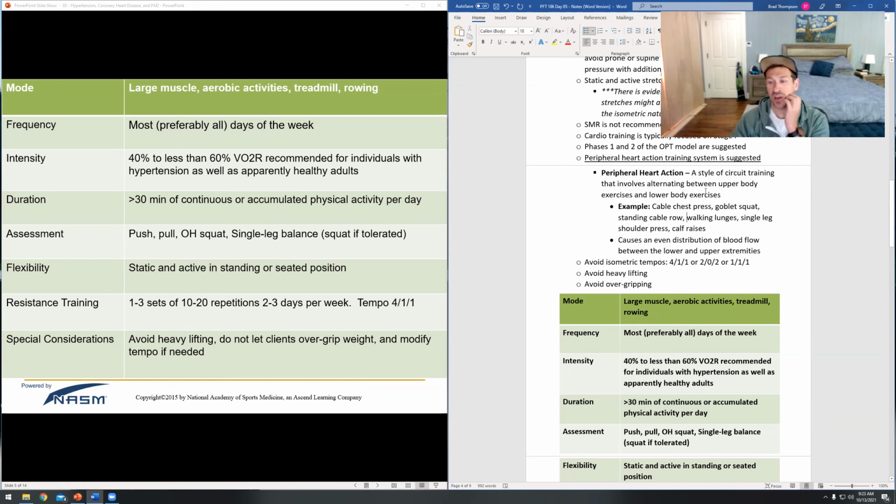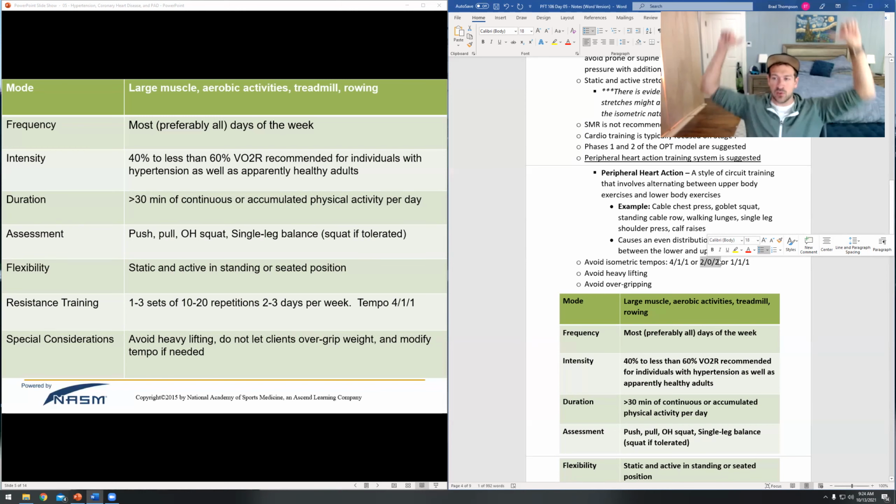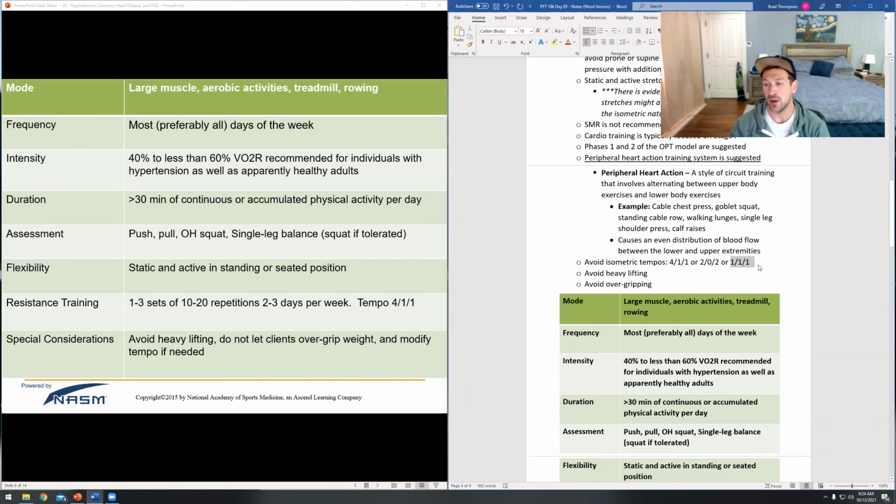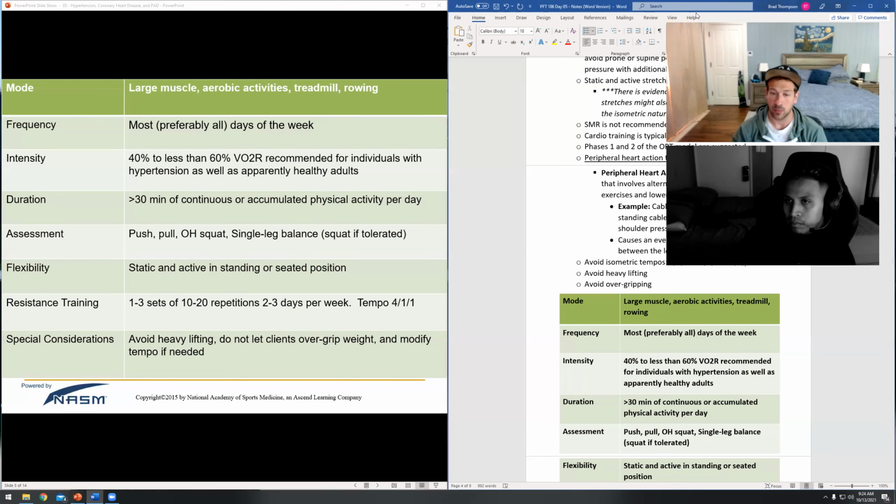And then we also want to avoid any isometric tempos, right? So we really like 4-1-1. That's a really slow eccentric for 1, 2, 3, 4, 1, 1, rather than a 2-second pause in any position. Or we really like 2-0-2, which is just that even, neutral, normal tempo that you think of. Or even 1-1-1 actually wouldn't be bad either.